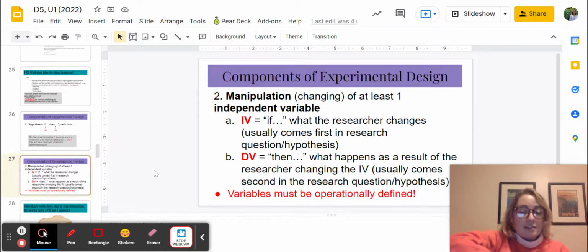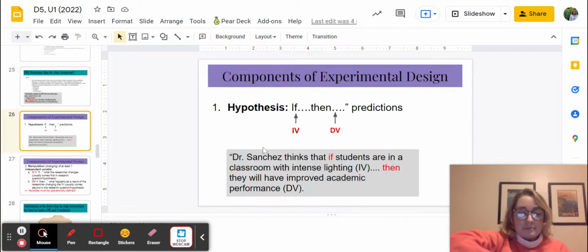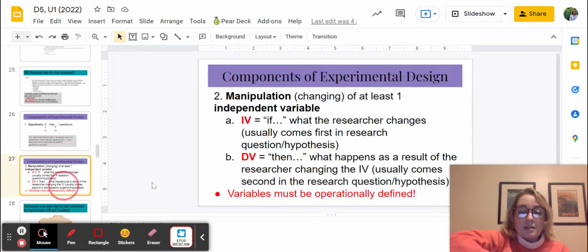But like I said, in my first example, we talked about lighting, and we need to what we call operationally define what that lighting is. Like what is considered intense lighting or what is considered low lighting. We have to define what that is so the experiment is clear all across the board so it can be replicated.